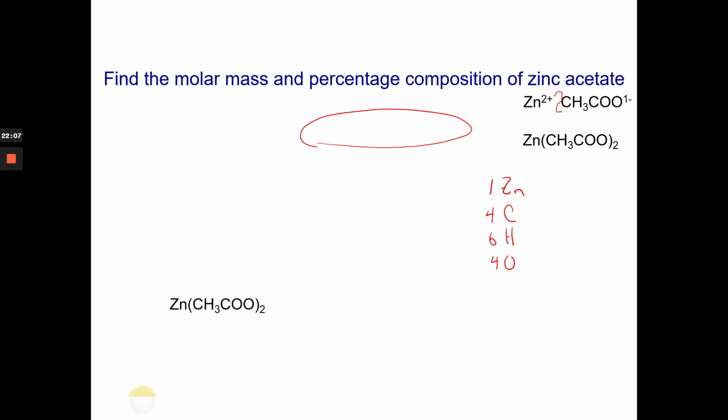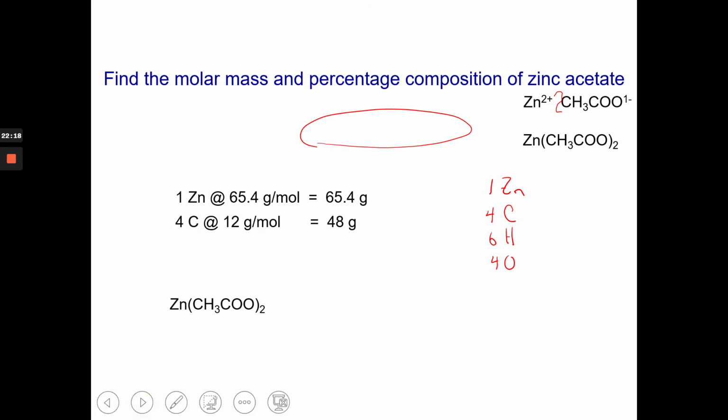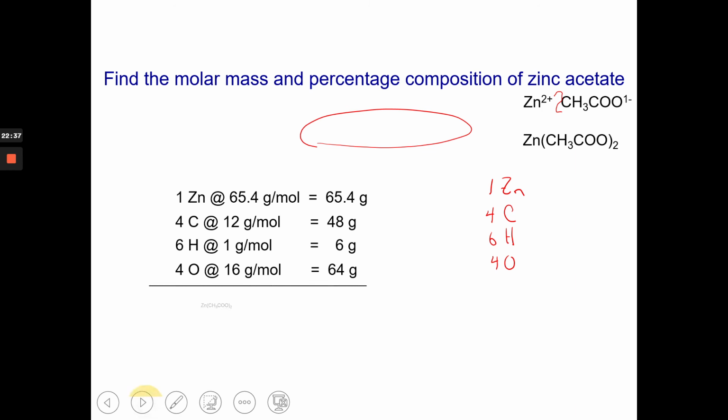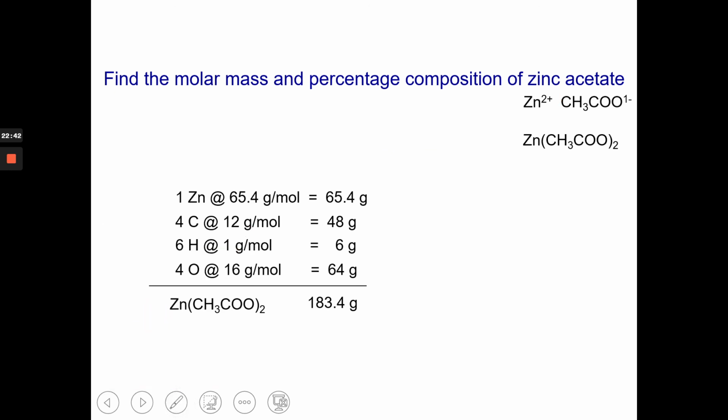We want to find its molar mass. Well, we know it has 1 zinc, and as we talked about earlier, zinc is 65.4 grams per mole. It has 4 carbons. Carbon weighs 12 grams per mole. It's atomic number 6 on the periodic table. 4 times 12 is 48. Hydrogen weighs just 1 gram per mole, and there's 6 of those. And oxygen, element 8, weighs 16 grams per mole, so that's 64 grams. Adding that all up, we get the molar mass of the zinc acetate. And there it is, 183.4 grams.